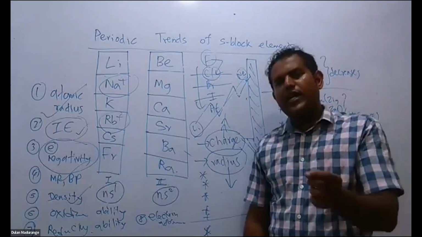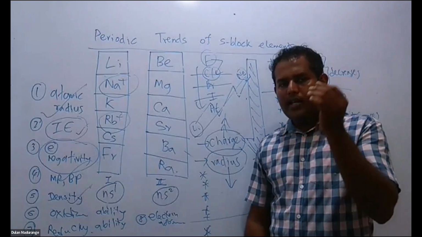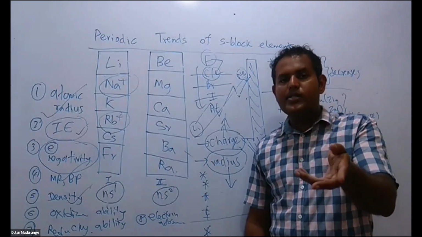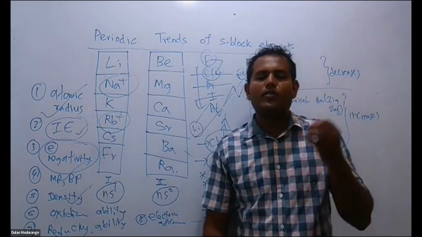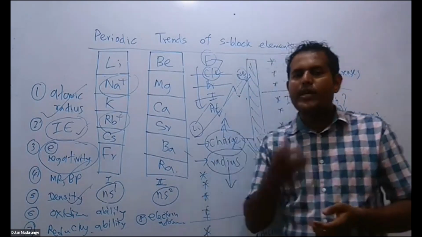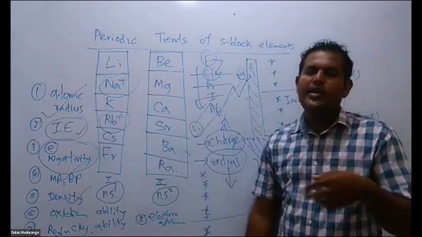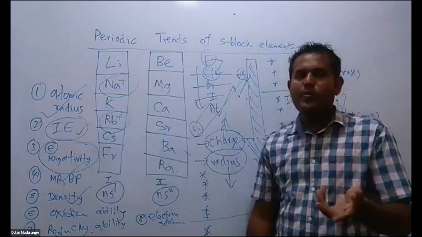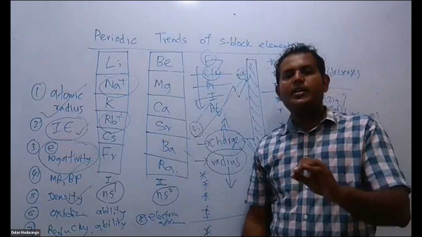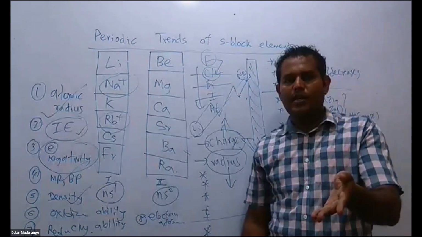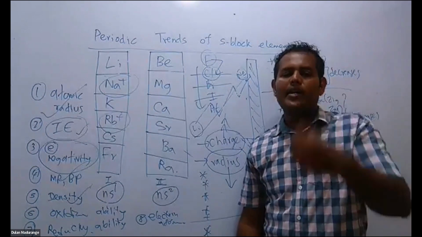So what will happen to the reducing ability? You know, a species which is having a reducing ability should get oxidized itself. So then downwards group, the ability to oxidize will get increased.